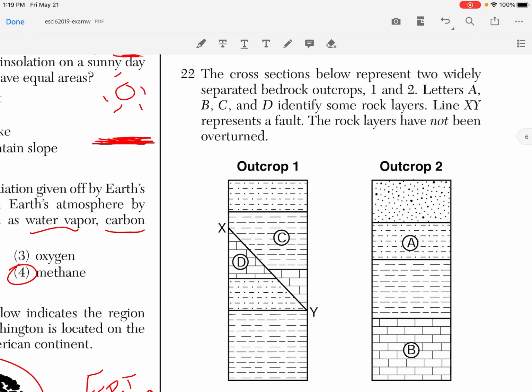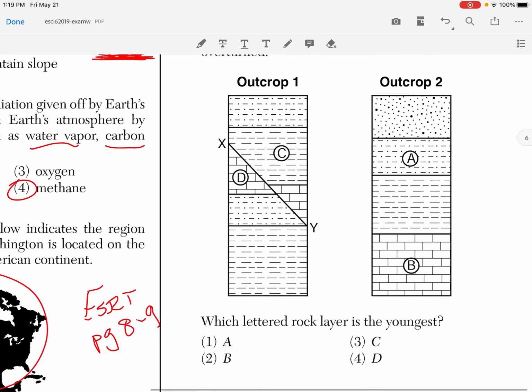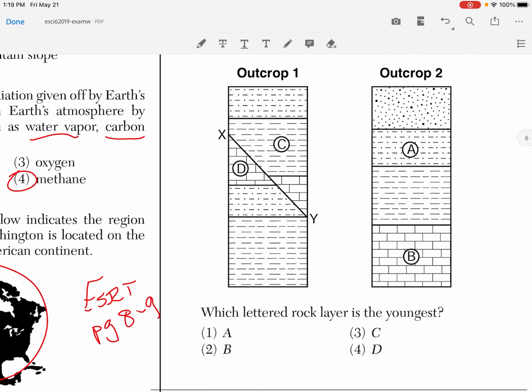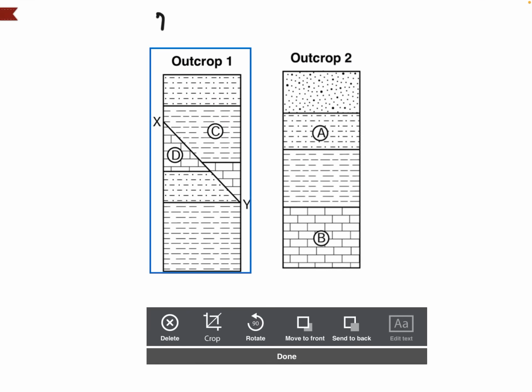All right, guys, question number 22. This is a question that we talked about in the classroom about correlation. We have two outcrops here, and we have to match them up to figure out which one is the youngest. You might recall me doing this in the classroom with some of the notes that we were taking. So let me just show you this. We have these two outcrops. I want to find something that's matching across them, some rock type that's matching.